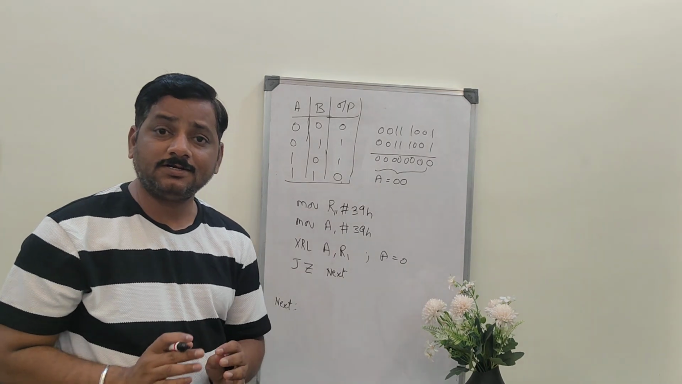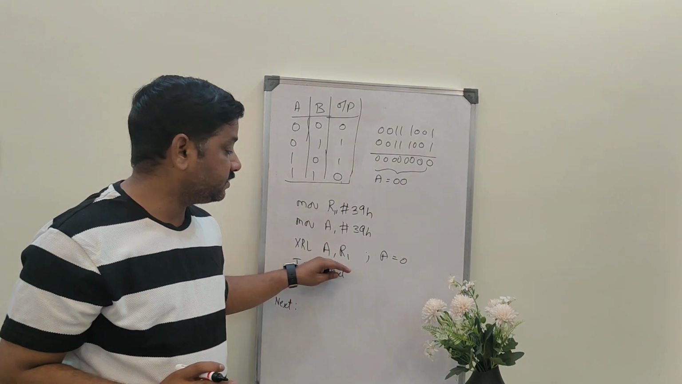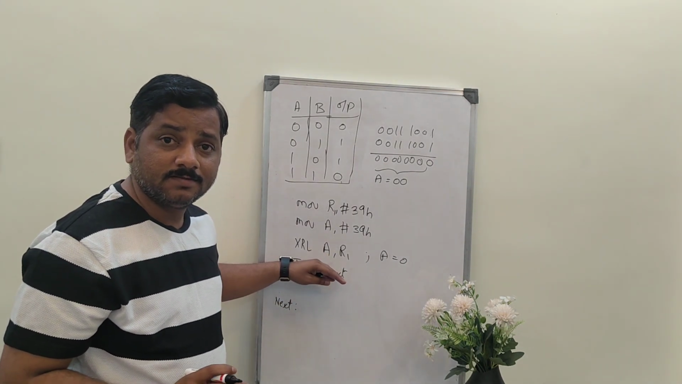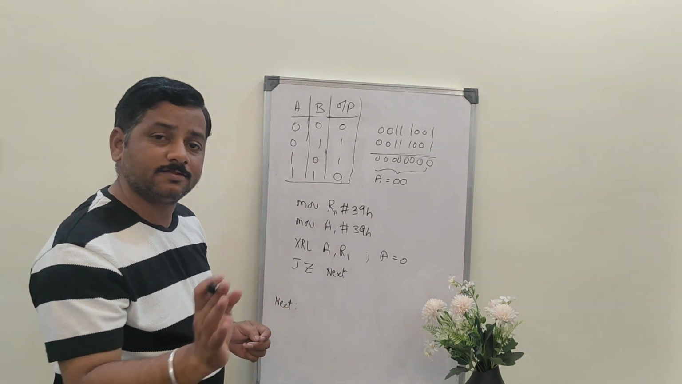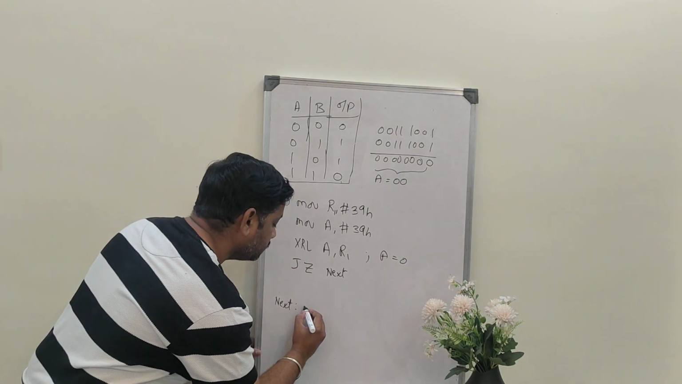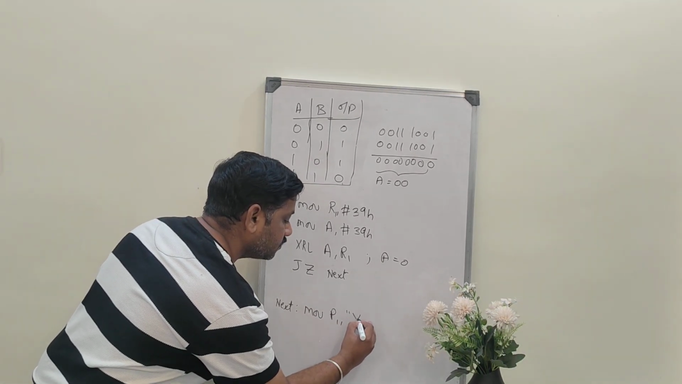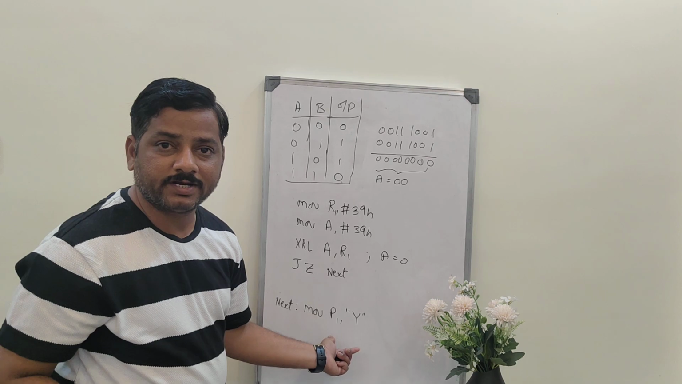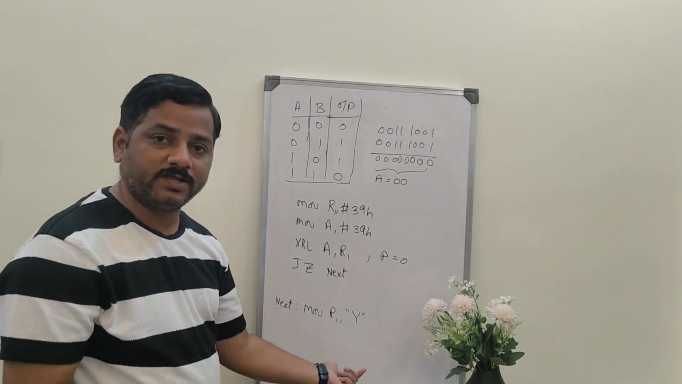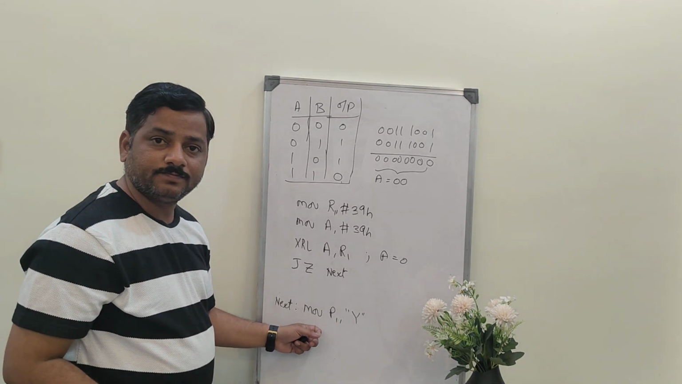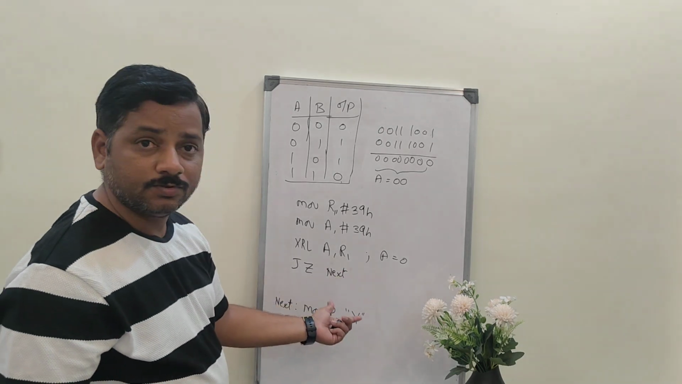According to the question, it is clear that if it is 0, means if those two numbers are same, just send yes to port 1. What I do, I write MOV port 1, Y. This is how we can write it. Instead of writing yes, we can write Y. So I'll send Y to port 1. This is what they have asked you to do.